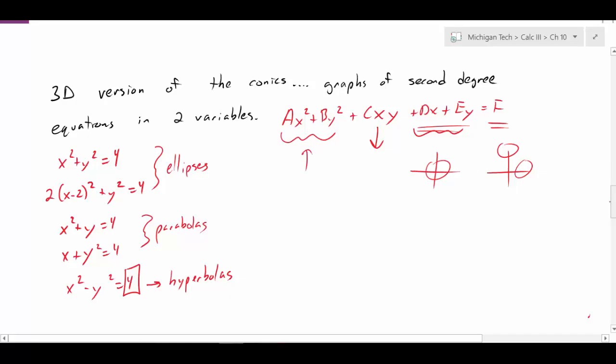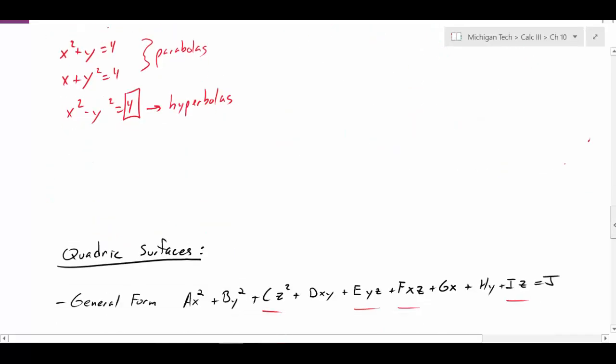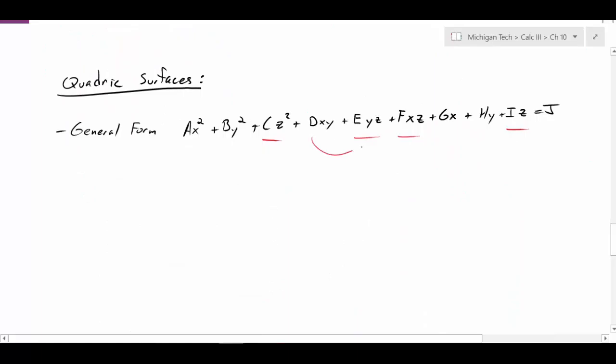And the same is true for the quadric surfaces. These are going to affect my orientation. These are going to determine where I'm centered. And these terms are really the ones that are going to tell me about the nature of my shape, of my surface.